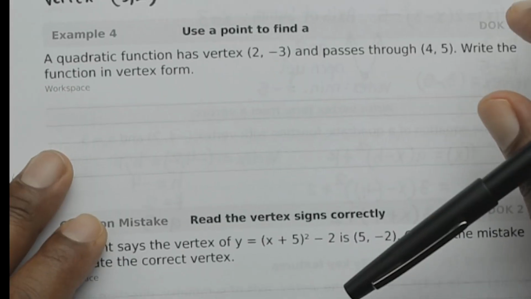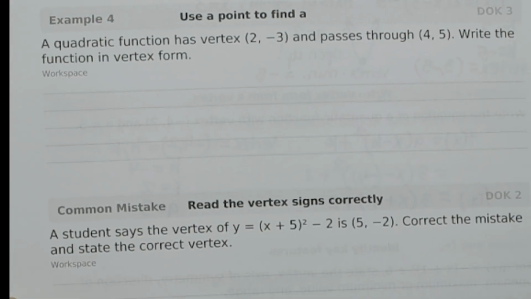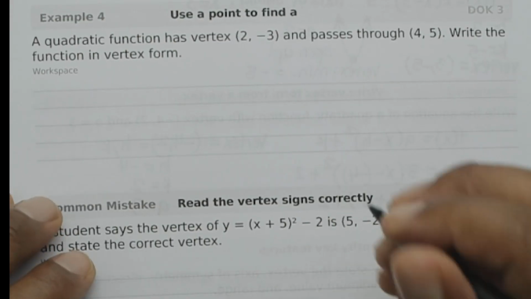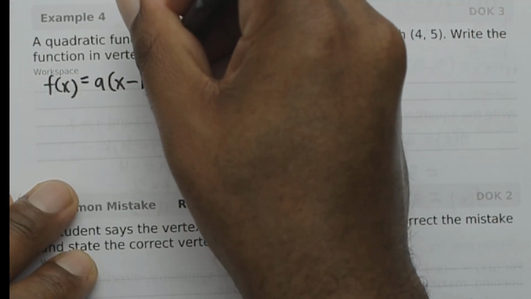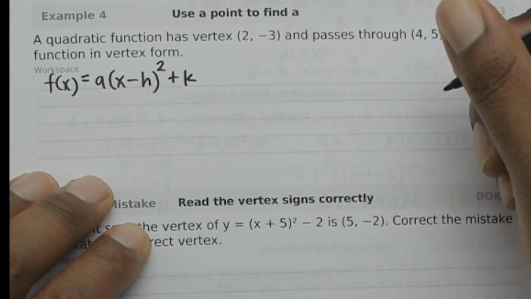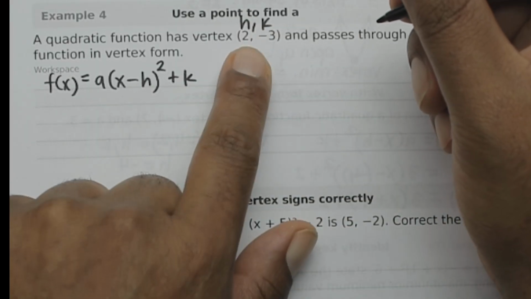Let's continue. Example number 4. Use a point to find a. So for this problem, the quadratic function has a vertex of 2, -3, and passes through 4, 5. Write the function in vertex form. Okay, so first of all, we want to start with vertex form. That's f of x equals a parentheses x minus h squared plus k. So the vertex is already given. So we already have our h, we already have our k.